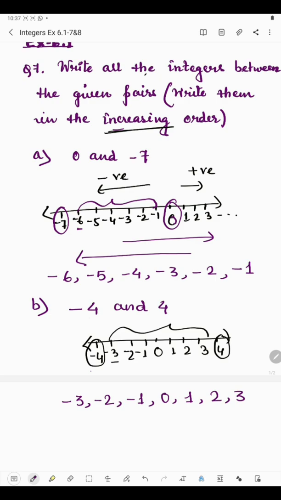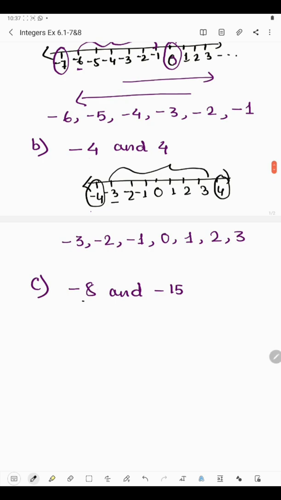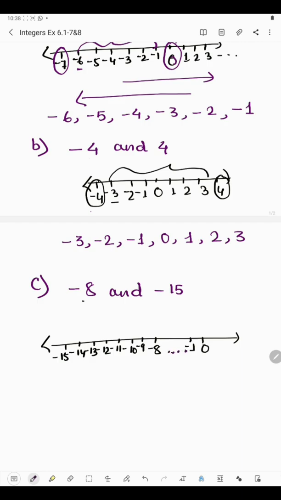Okay. Now coming to the next part. Now in the next part we have -8 and -15. So both are negative integers. So that means this will lie to the left of 0. Now left of 0 is -1, -2 this way. Suppose -8 is here. So after -8, then -9, -10, -11, -12, -13, -14, -15. Now we have to write the numbers between -8 and -15. So we cannot write these two. We will have to just write the numbers in between.